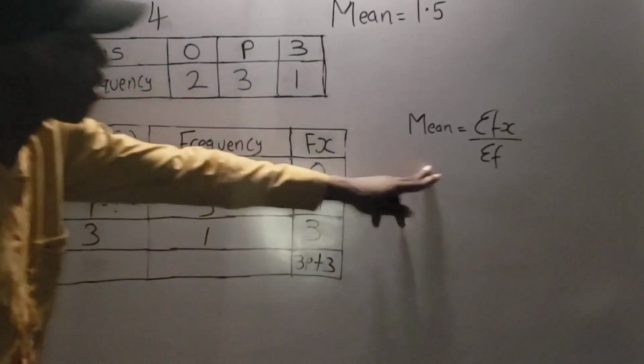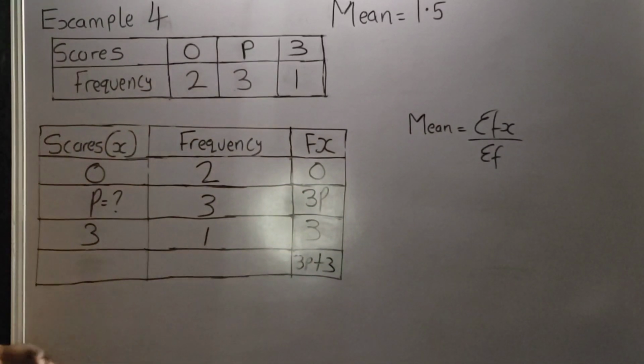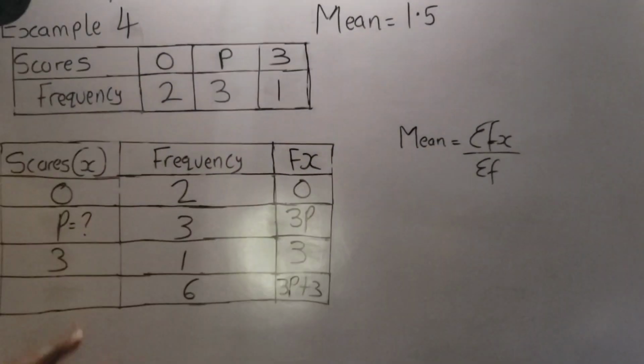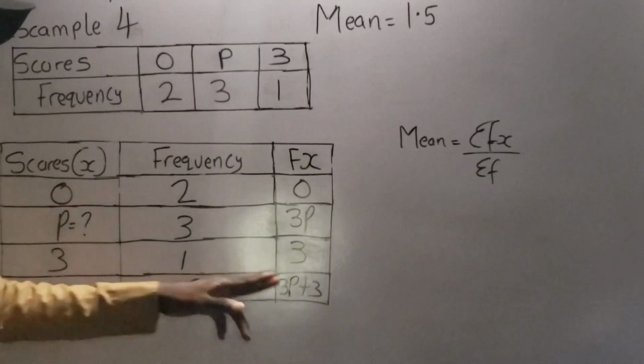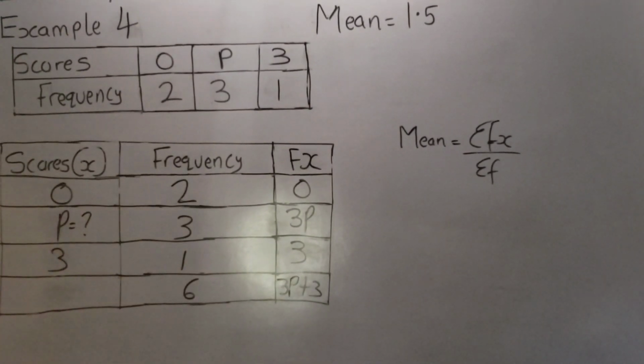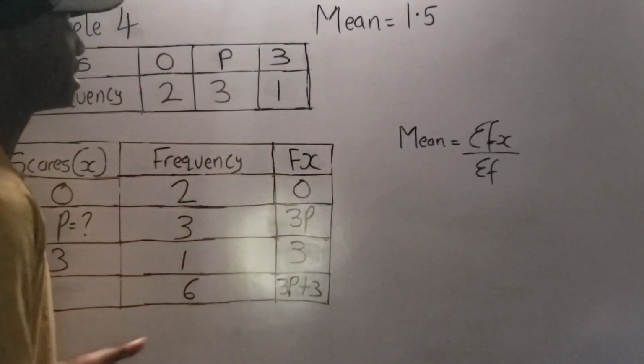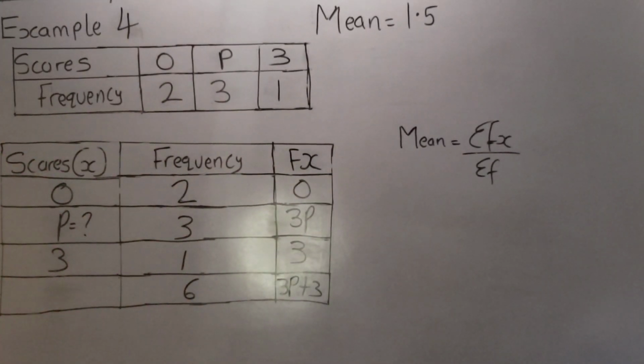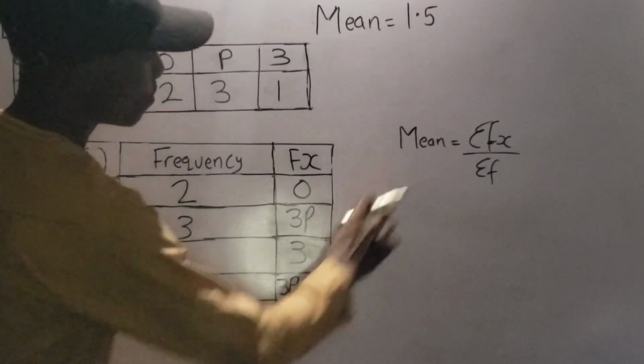So from the formula of mean, I still need the summation of what? Frequency. So if you sum all this together, we are going to have 6. So now we can determine the value of p by making use of the formula of mean. Are you getting it? Now we can determine the value of p using the mean formula. Are you getting it?